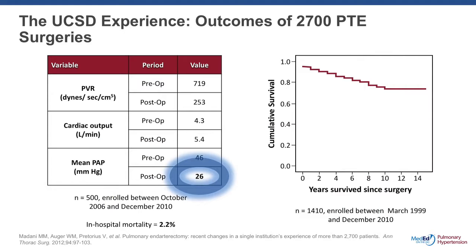If you look at the UC San Diego experience, where they looked at 2,700 surgeries and published in 2012, over a 10-year experience, they found that residual pulmonary hypertension was a real issue after surgical intervention. So it wasn't that all these patients who underwent surgery had no residual disease. In fact, over half of them had evidence for some degree of residual disease, defined by mean pulmonary artery pressure greater or equal to 25.